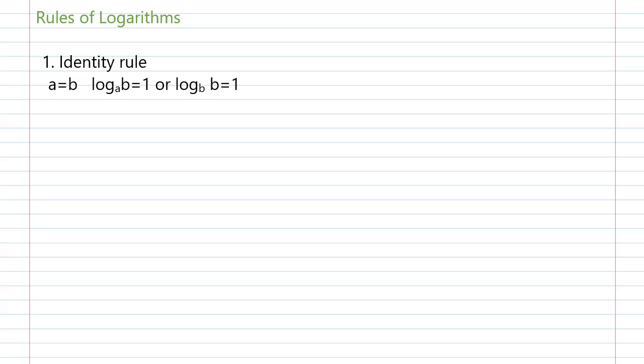Now let's get straight into the first rule. The first rule of logarithms is known as the identity rule. The first rule says that given A equals B, the log of B to the base of A equals 1, or the log of B to the base of B equals 1. Let's take a simple example to understand this rule. So, the log of 3 base 3 equals 1. Likewise, the log of, let's say, 7 base 7 equals 1.